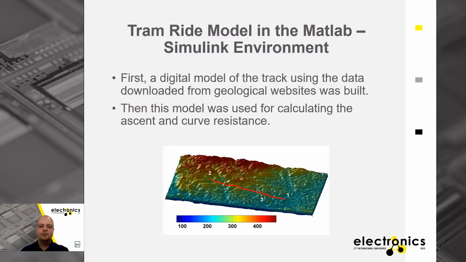The terrain plays a big role in rail vehicle consumption. So first, a digital model of the track was compiled from a geological website, and it was used to calculate the extent and curve resistance as seen in the image.